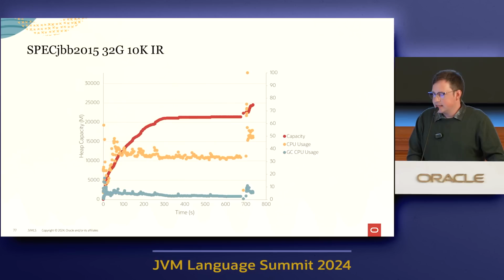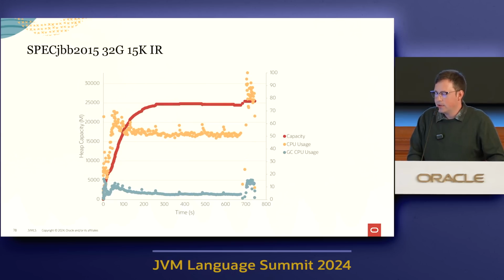If we increase the injection rate to twice that, we start recognizing that we're starting to use a considerable amount of the CPU resources. So we should probably try and increase the heap even further and increase the capacity higher. And when you get to 15,000, we get an even larger heap size.